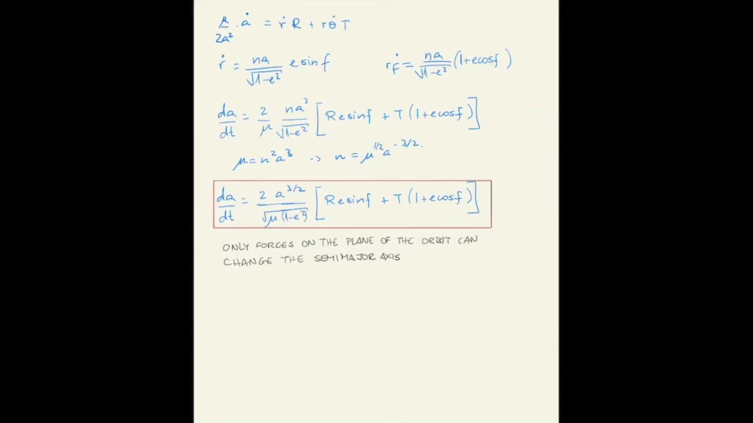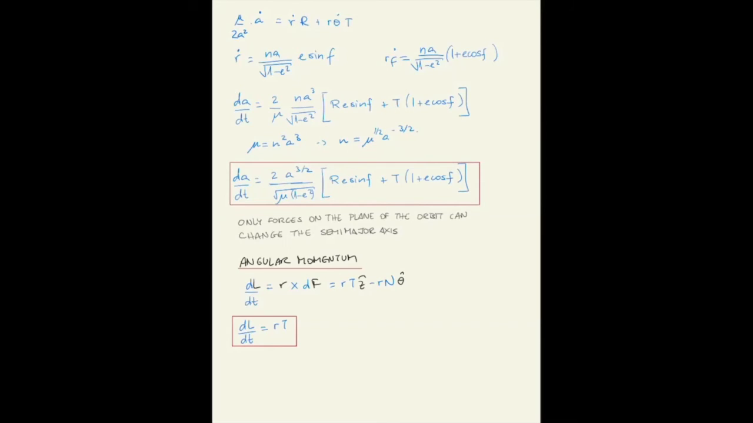Okay, let's look at the angular momentum. The rate of angular momentum change is equal to the applied torque. So given the expression for the perturbing force, this is equal to rTz minus rN theta. Since the N theta component, the azimuthal component, can change the direction of the angular momentum vector but not its magnitude, we conclude that the magnitude is only changed by the z component. So it's only azimuthal forces that can change the angular momentum.